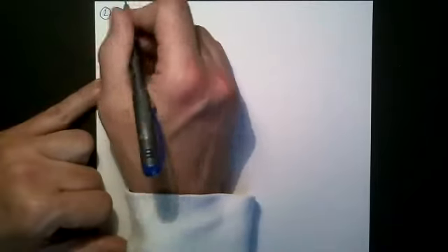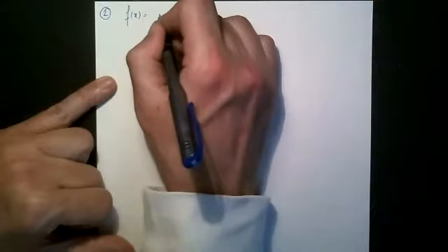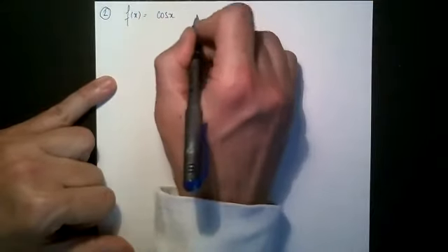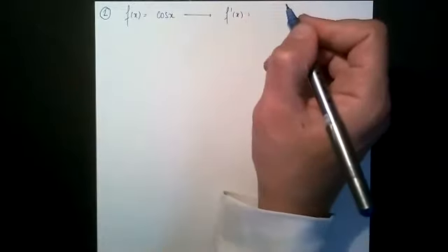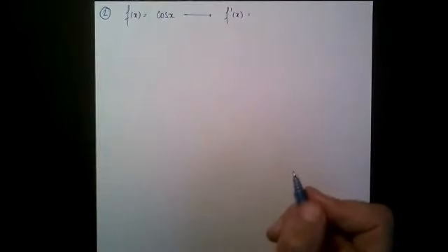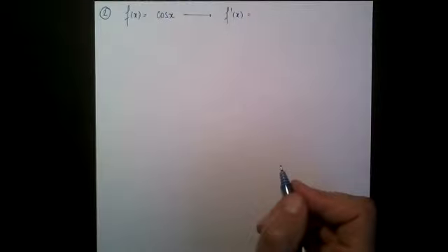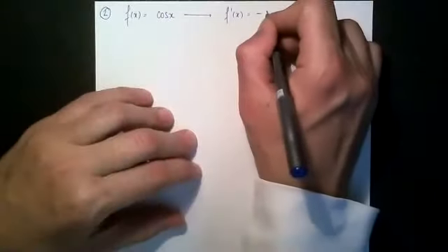So number 2. If f of x is equal to the cosine of x, then f prime of x is what? Anybody know this one? Negative sine of x. Yeah, negative sine of x.